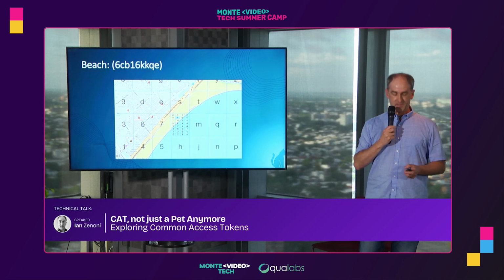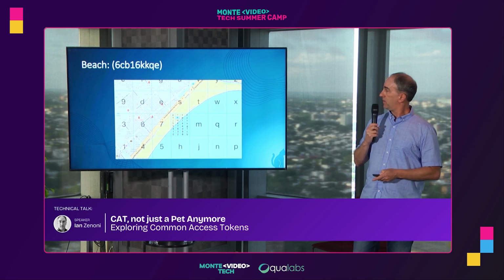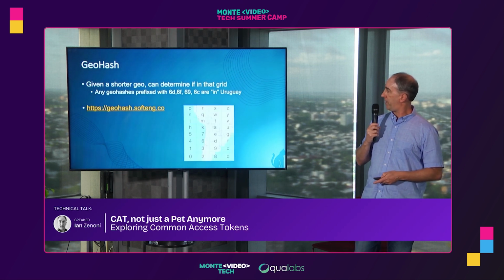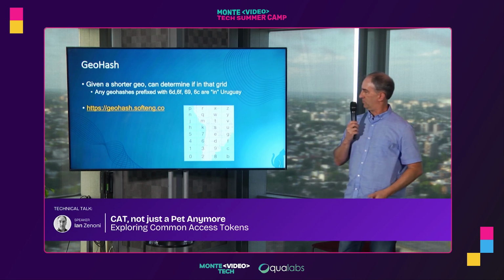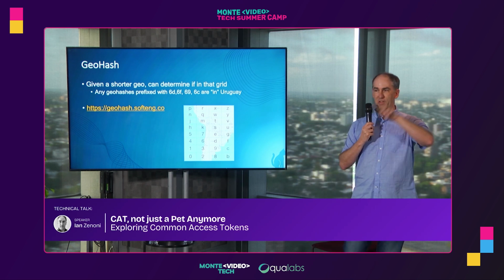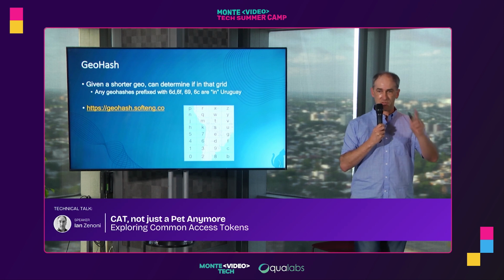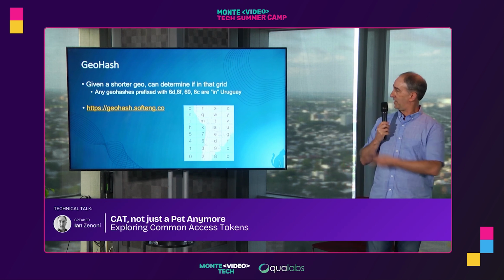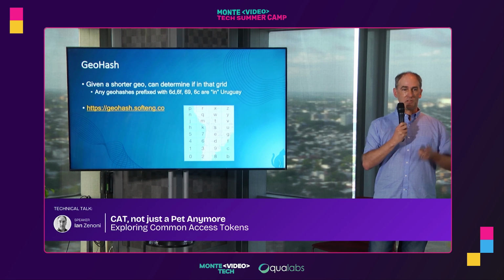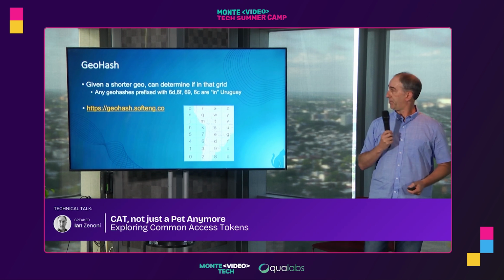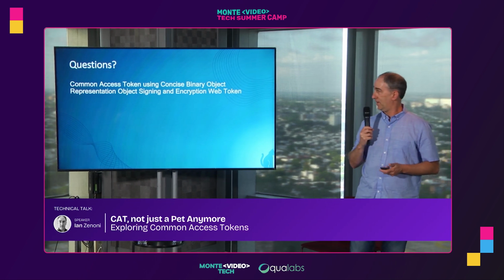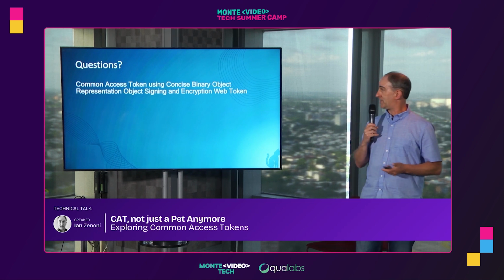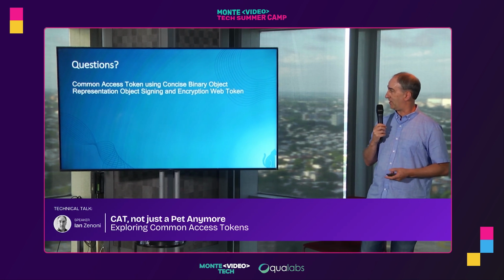There is, if you go to, if I back up, geohash, if you go to that URL, it's a really neat little website. You just start clicking on squares and drill down, and you can find your house. You can find anything in the world, and however much resolution you have, you'll have an address with that. So that's it. Any questions about the common access token using concise binary object representation, object signing encryption, web tokens?